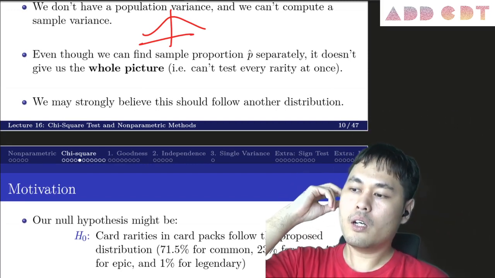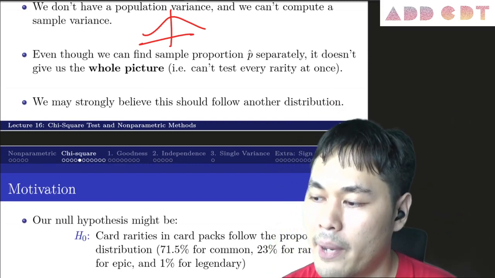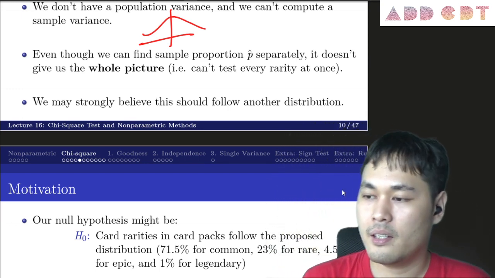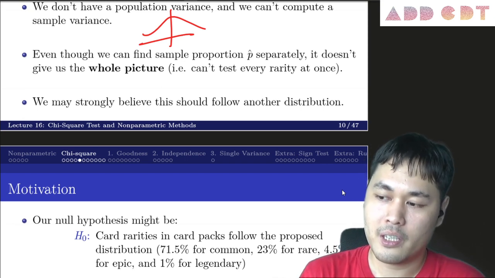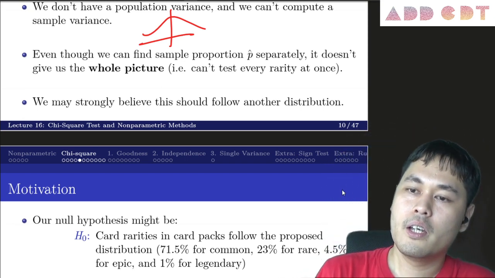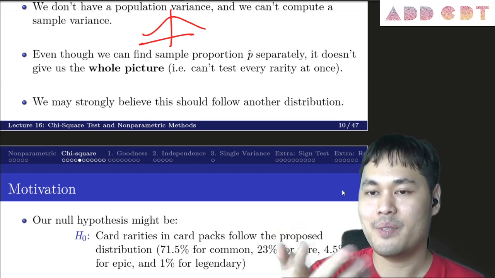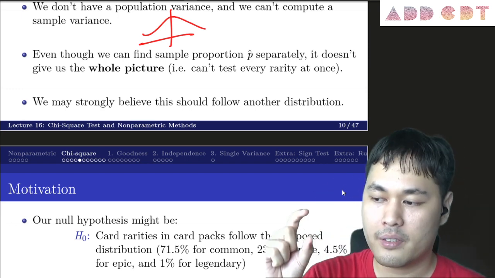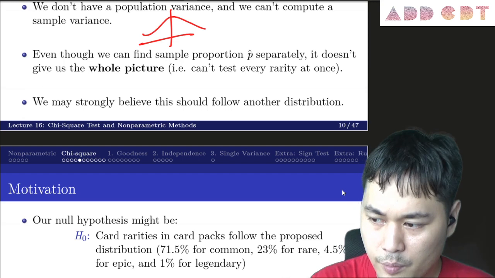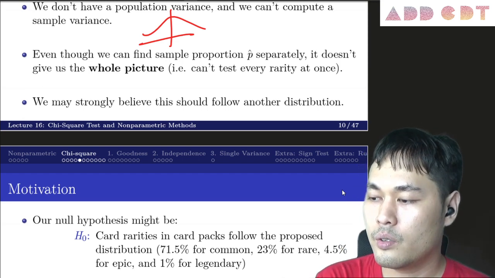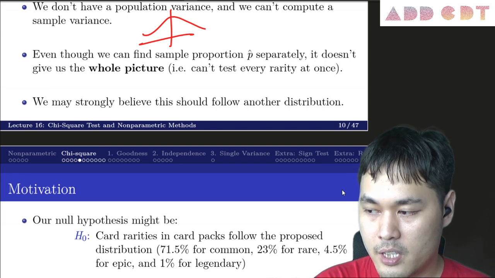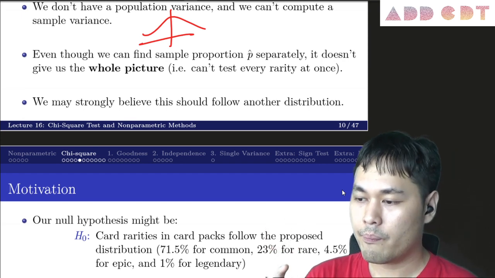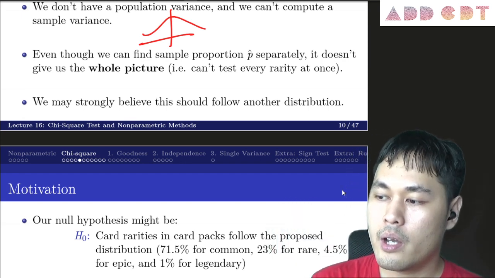So our null hypothesis might be, I'm saying it might be because we can state it in different ways, but the intuitive way to state it is we want to believe, because that's what they say, that the distribution is exactly what they have stated. Let's say that there's a 71.5% chance to get a common card, 23% chance to get a rare card, and so on. And so we can combine all those things and put them into one single null hypothesis.